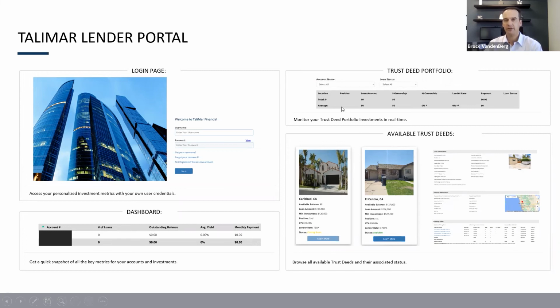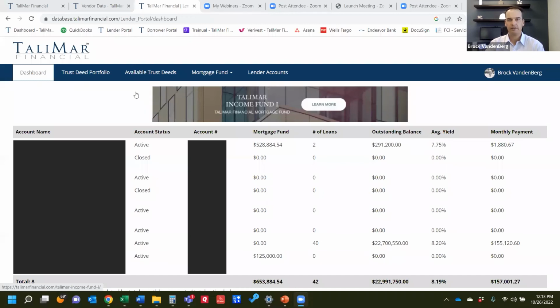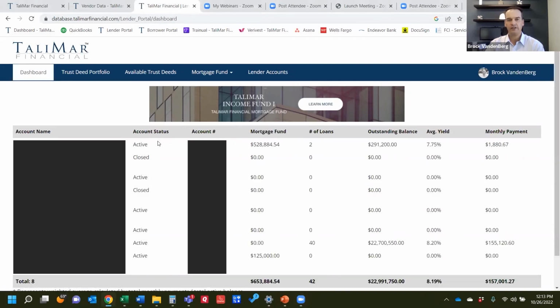I'm going to take a moment to log in and share my screen. What you should see is the lender portal, and I can give you a link to the lender portal to log in. On the dashboard, you'll see all your accounts with TaliMar Financial. These are all the accounts that I currently have with the company. You can view your trust deed portfolio.